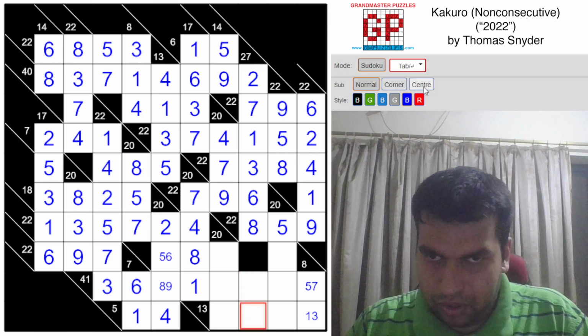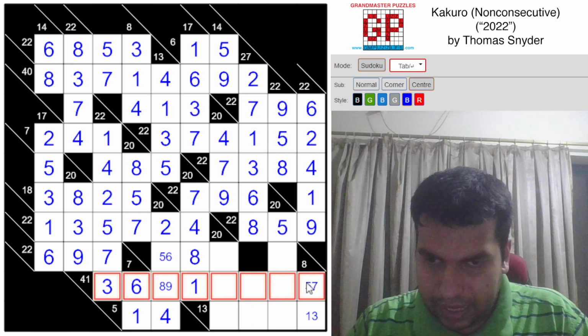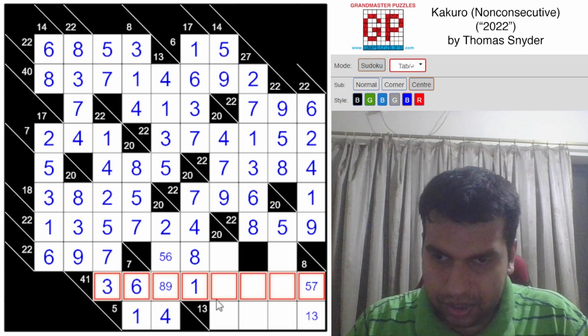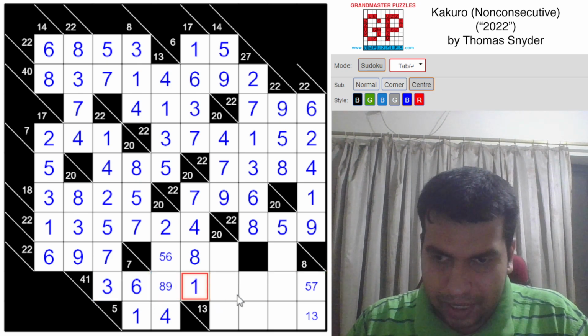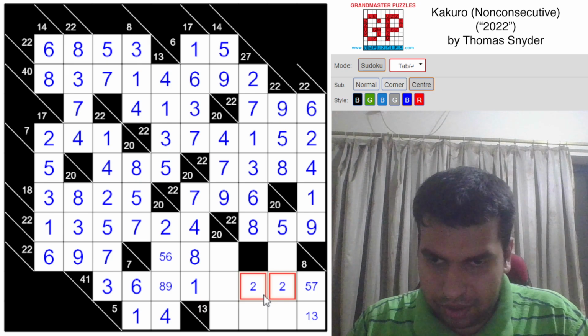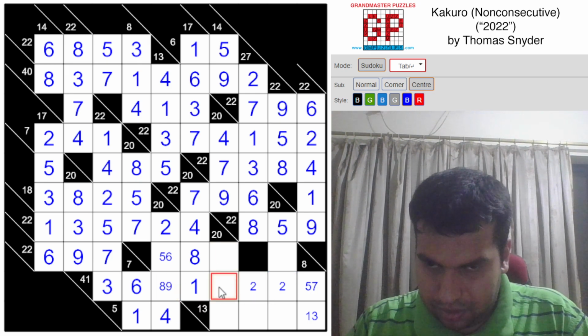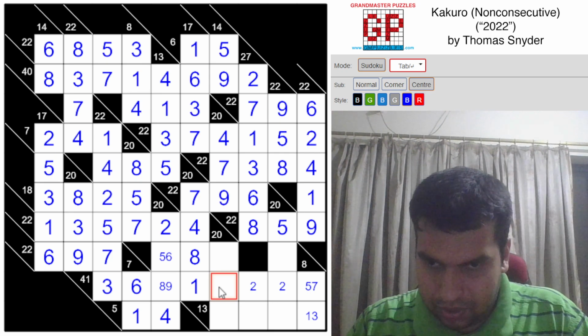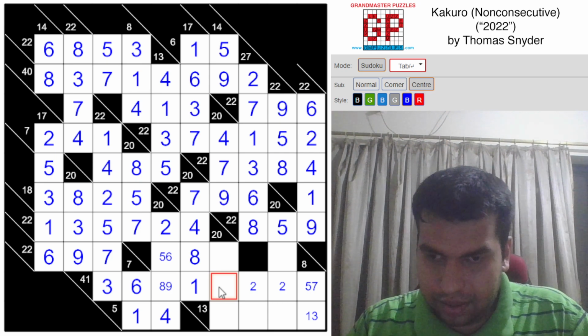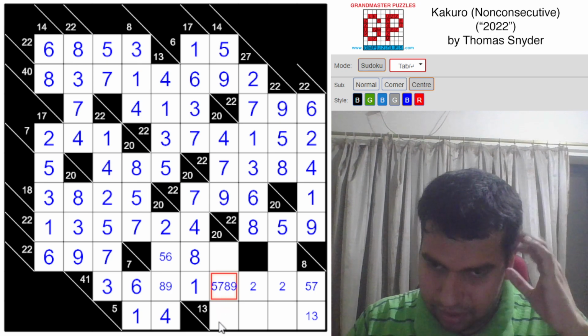So now in this area, since 4 is missing, you still need a 2. The 2 can't be next to the 1, so the 2 is here or here. So this cell could be either 5, 7, 8, or 9.